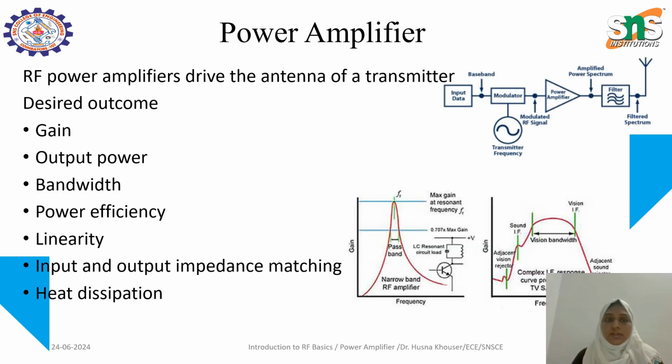Now we'll see how this RF power amplifier drives the antenna of the transmitter. Here you can see this block, and this entire region is a power amplifier. Let us consider we have placed a filter between this power amplifier and an antenna. Let us observe the case. If we feed the output of the power amplifier directly to the antenna, there will be a problem of matching.